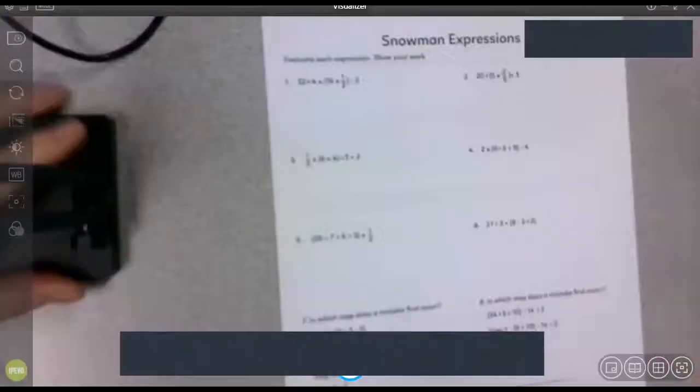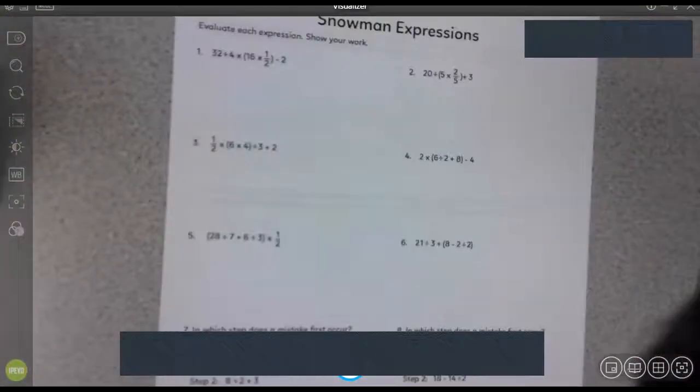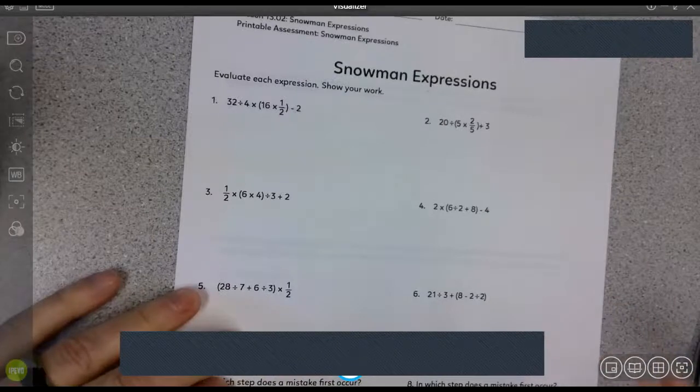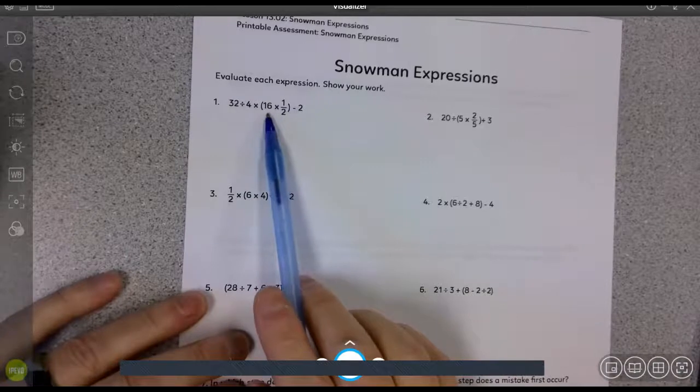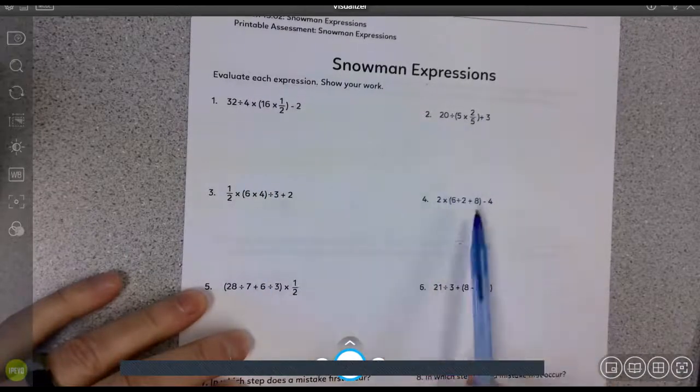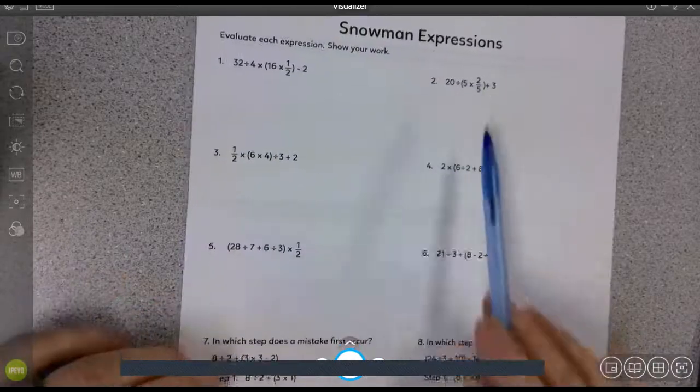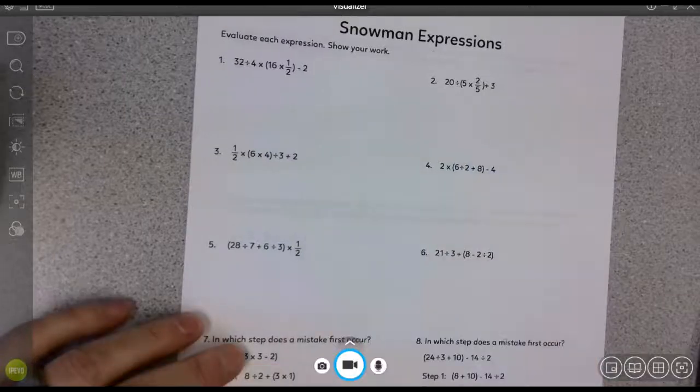I'm just going to go over the rest of these rather quickly. Some of you have already turned this in. You can go back if you've made mistakes. Again, you should know how to multiply a whole number by a fraction. So these should not be that much more difficult than what we're doing. You just have to follow order of operations.